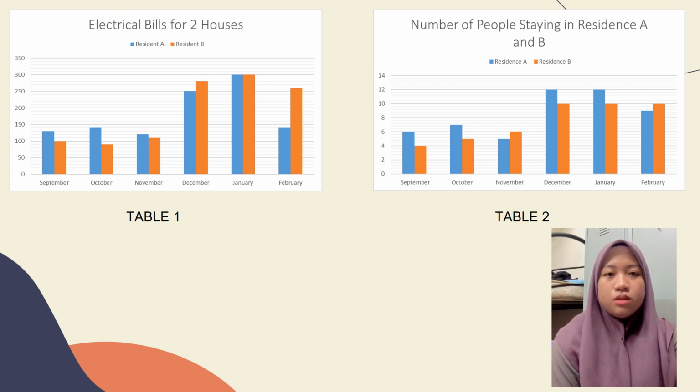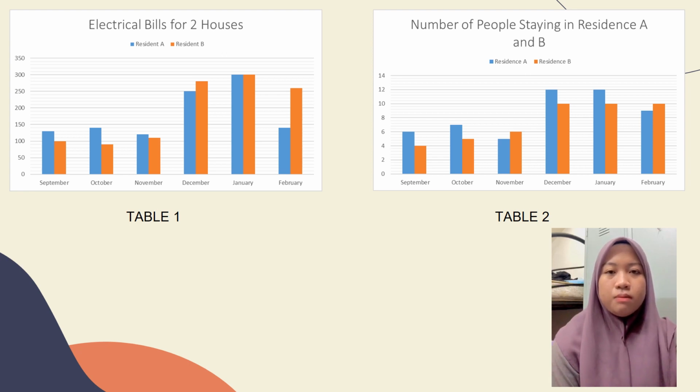For a start, at the first month on the graph, we can see residence A increases from 6 to 7 people, and then the electricity usage also increases steadily. But for some reason, the people in residence B also increased by 1 person, but the electricity use dropped by 10.